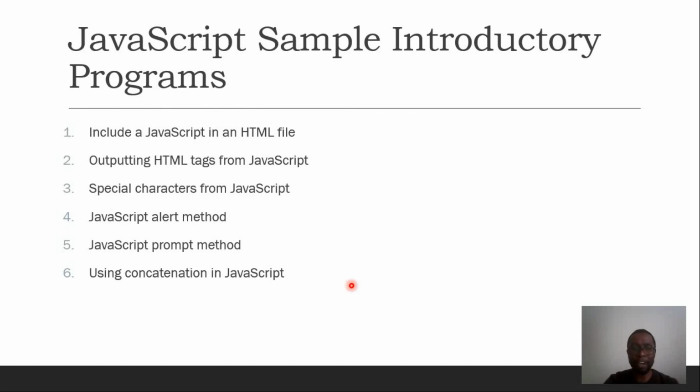Number one, how to include a JavaScript in an HTML file. Number two, outputting HTML tags from JavaScript. Number three, special characters from JavaScript. Number four, script alert methods. Number five, prompt methods. Number six, concatenation in JavaScript. This is the introductory programs in JavaScript. We will get more as we progress.